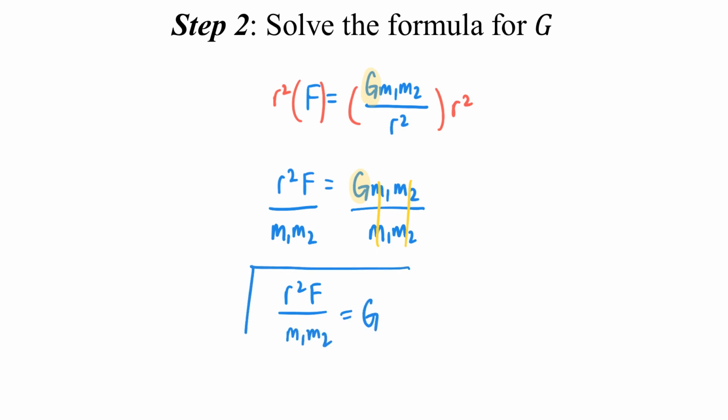So there you go. This is actually how they derived their gravitational constant. They noticed that there was a relationship between two objects and the force that they exert on each other, and this is how they solved that. So, all right, let's move on to the next page.